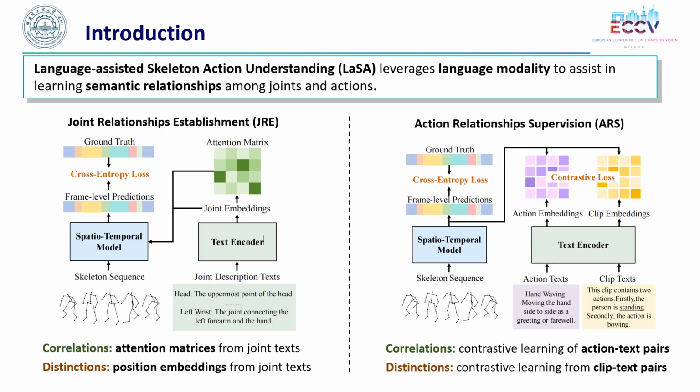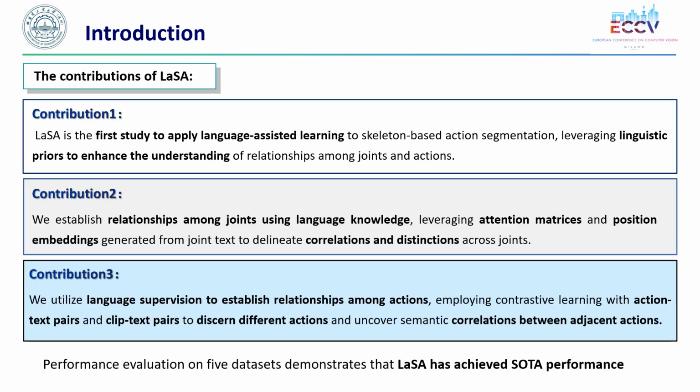On the left, you can see how we implement language-assisted joint relationships establishment, and on the right, how we implement language-assisted action relationship supervision. These two approaches help capture the correlations and distinctions among joints and among actions. Our contributions are threefold. Firstly, LaSA is the first to use language-assisted learning for skeleton-based action segmentation, utilizing linguistic priors to enhance the understanding of joints and actions.